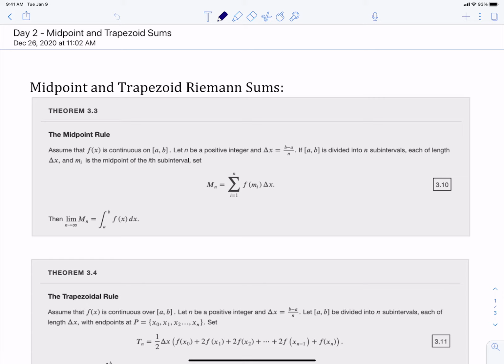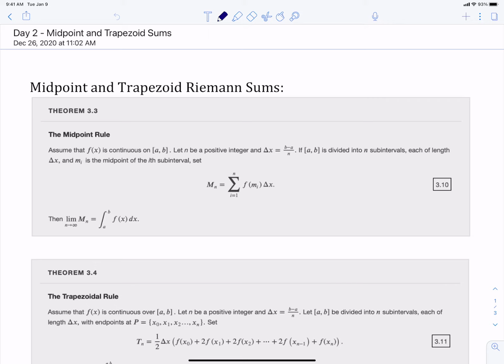We are now going to look at two more options that we have with Riemann sums, which is the midpoint rule and the trapezoid rule. So again, with that left and right hand sum, we were just sort of arbitrarily deciding, okay, we're going to use the left endpoint to find all of our heights, or we're going to use the right endpoint to find all of our heights.